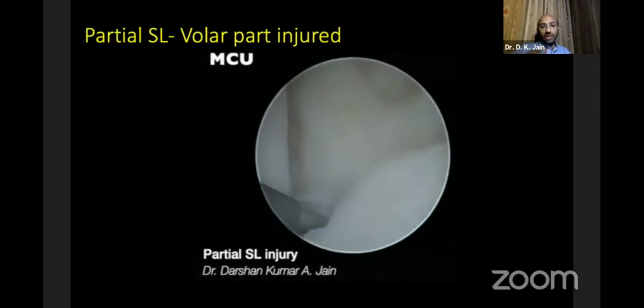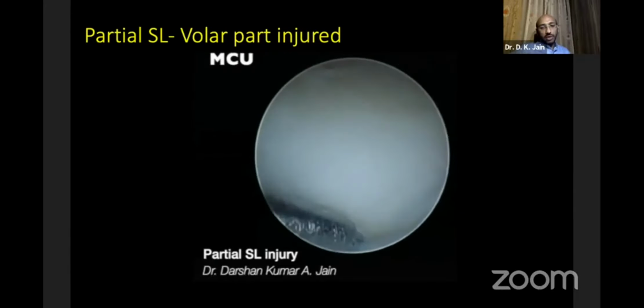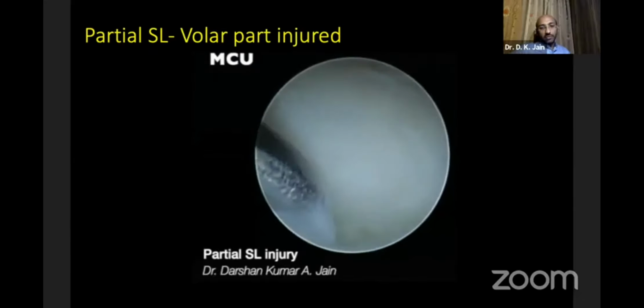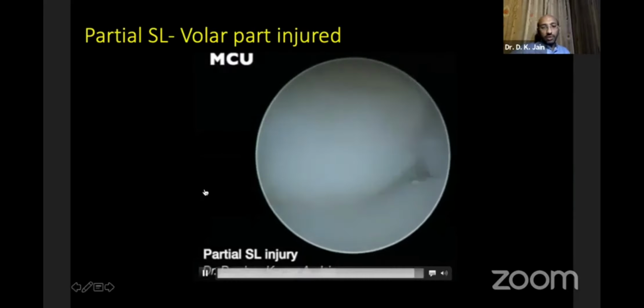So the volar part of the ligament is injured, whereas when you slowly withdraw your scope, you can see the dorsal part of the ligament that seems to be intact, which is the strongest part of the ligament. So this gives you an idea whether you need to intervene, or whether this is the cause of the pain. This is how you need to probe, and make out the scapholunate interval as well.